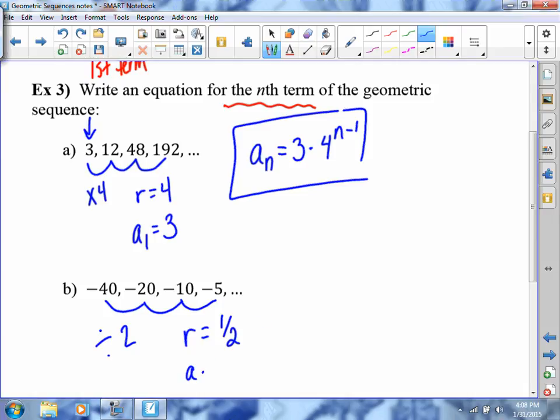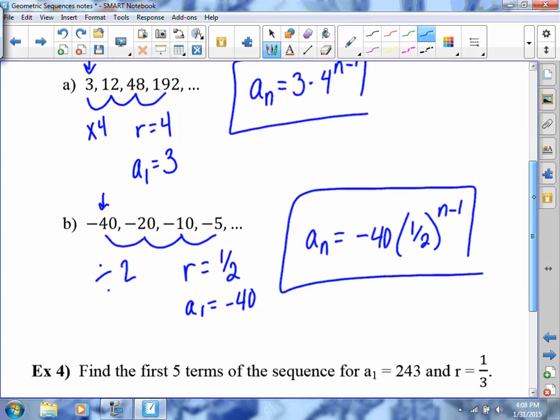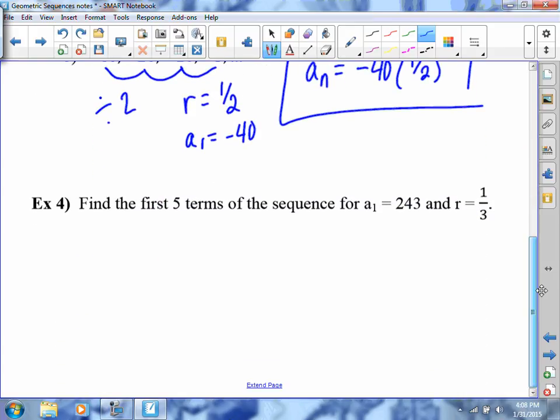And my first term was given to me. That's the negative 40 right there. That's my first term. So now I'm going to write my equation. A sub n equals my first term, the negative 40, times my ratio, or my rate, to the n minus 1 power. So I think these equations are a lot easier to write than the arithmetic sequence ones. But since we've had exposure with the arithmetic sequence ones, these should be fairly straightforward too, maybe even a little bit easier this time around.